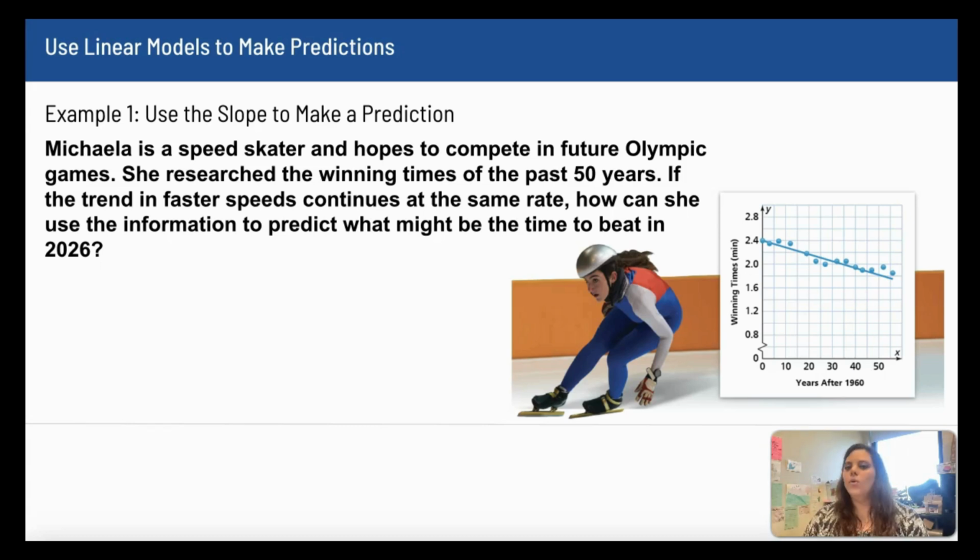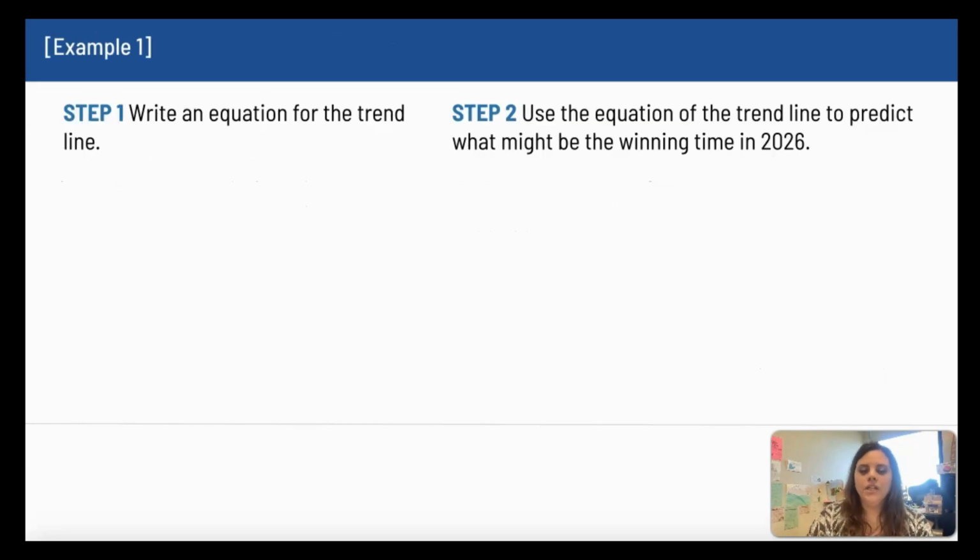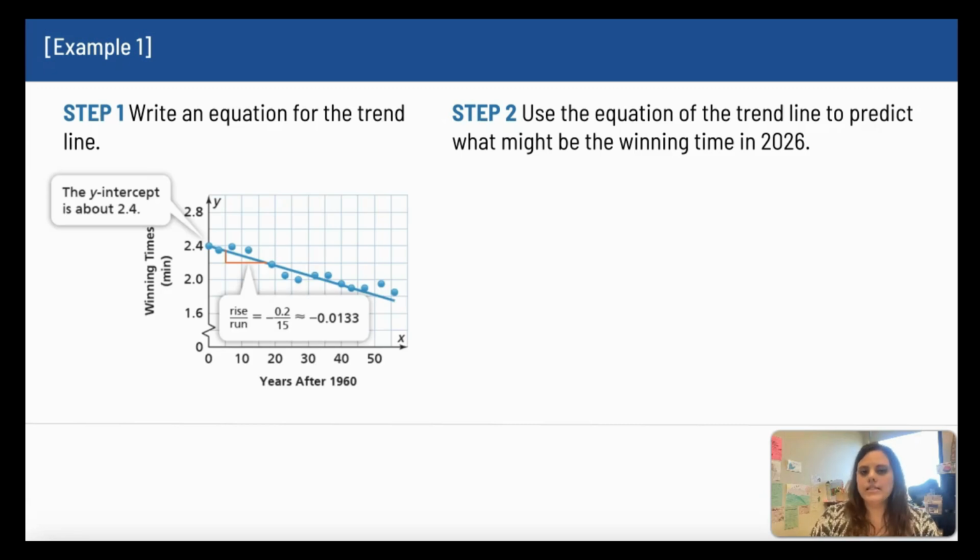So she wants to know what is the time she should be trying to attain so that she can be the winner in the 2026 Olympics. The first thing we want to do is write an equation for the trend line. Our trend line, we can see represented here, we can find the slope as well as the y-intercept. We can see according to this graph that the winning time in 1960, so after 0 years after 1960, was 2.4 minutes. I see it is labeled as minutes, and so 2.4 is our y-intercept.